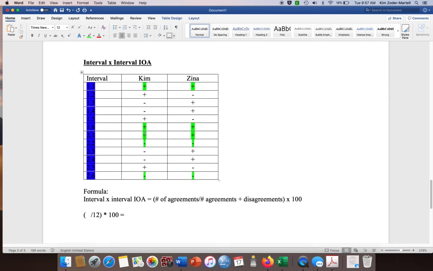Now we're going to count these up. 1, 2, 3, 4, 5. So 5 divided by 12 is 41.6, times 100 equals 41.66%.